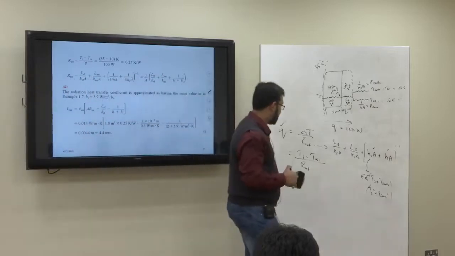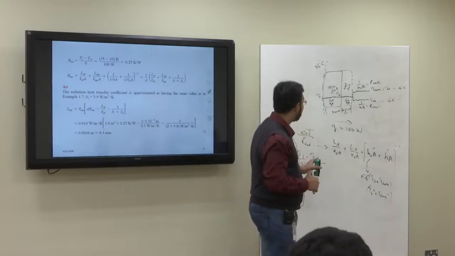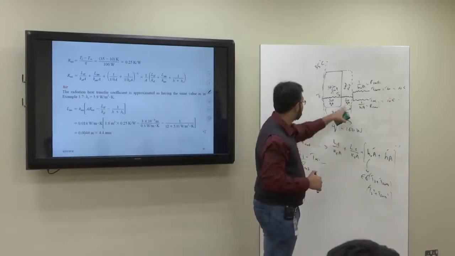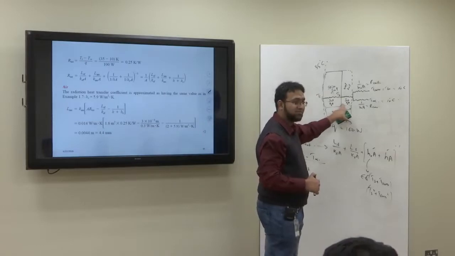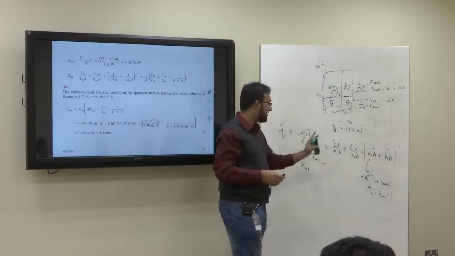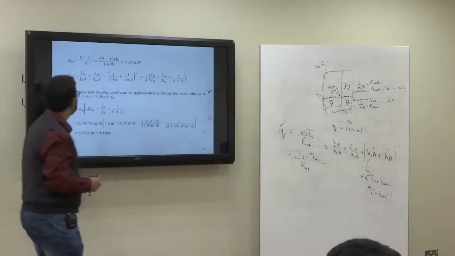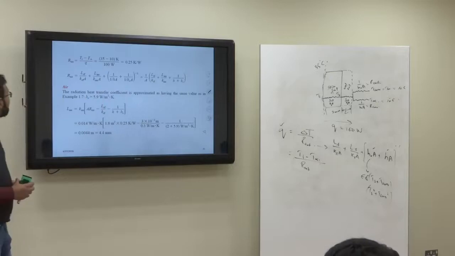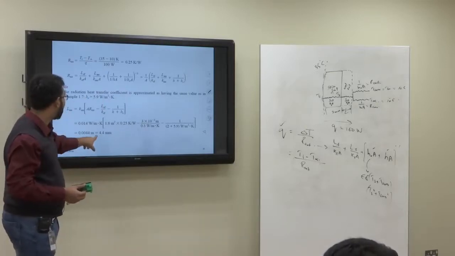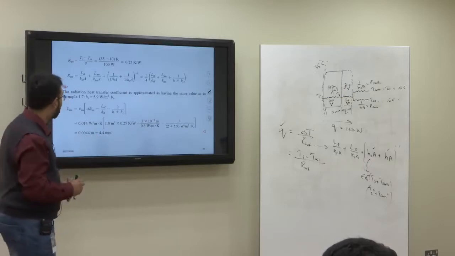Now in this equation, everything is known except LS, which was required. Because you know Q, you know delta T, in the resistance only LS is unknown. So you need to substitute the values and you'll find the length for the insulation, and it comes out to be 4.4 millimeter.